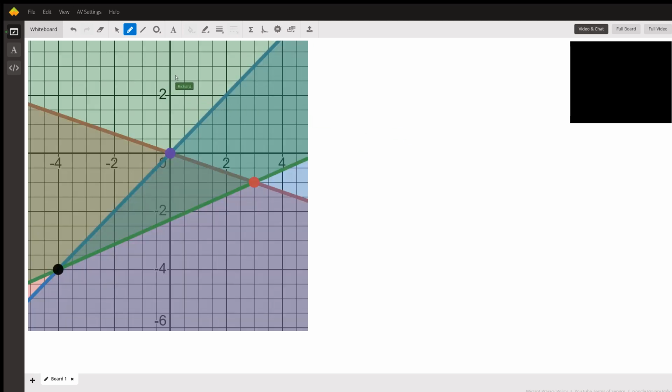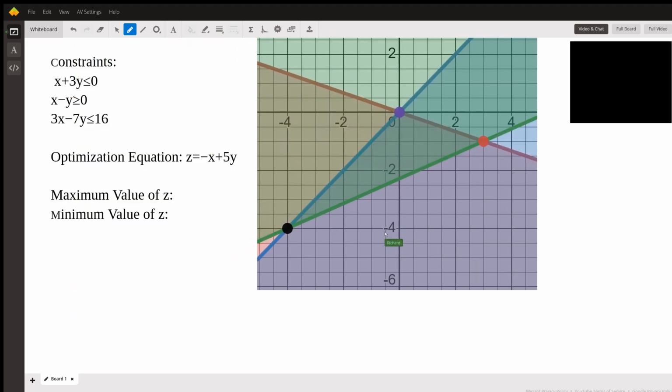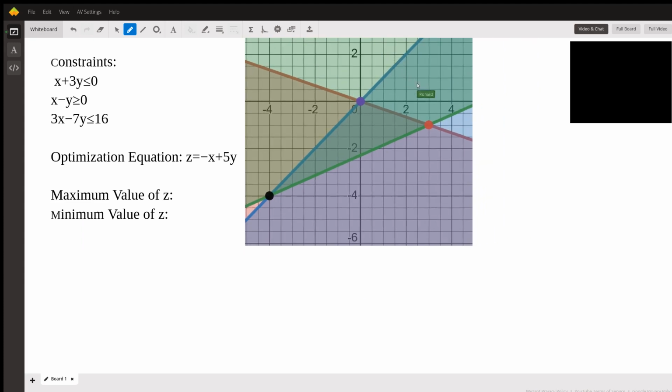I think if you're not already familiar with Desmos, you should become familiar with it. It's a very, very powerful, very useful tool. Okay, so let's get the Desmos graph out here. So these are the inequalities. There's a green and a brown and a purple.